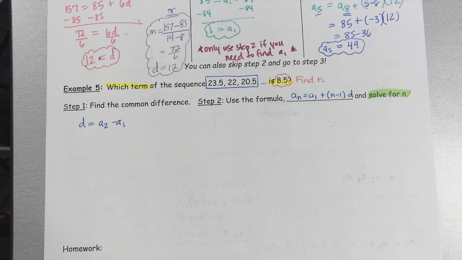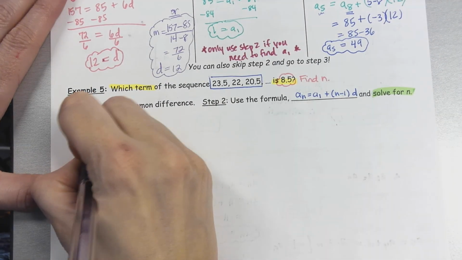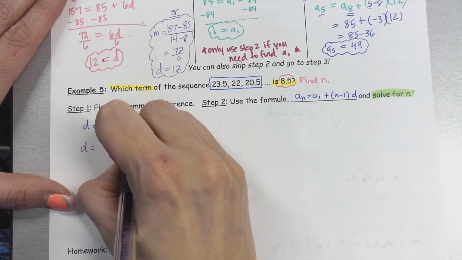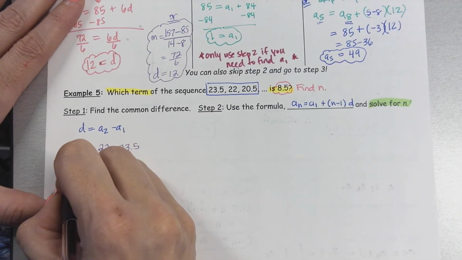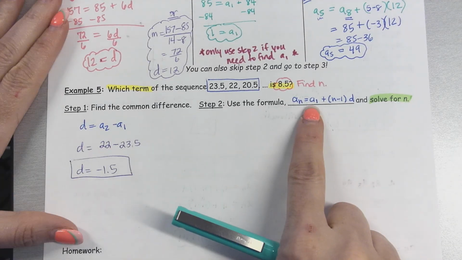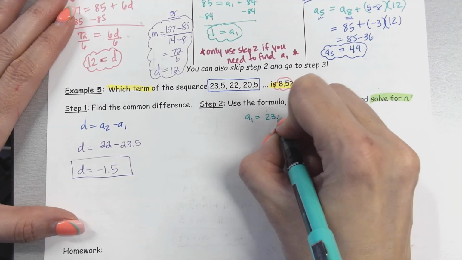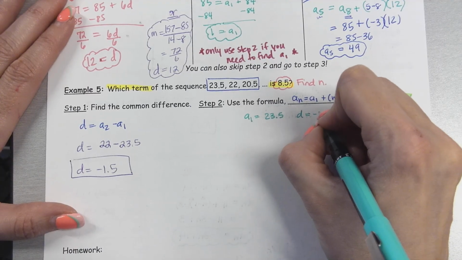G and G, what'd you get for your common difference? 1.5. Yep, and make sure that you guys put your negative on there, okay? So 22 minus 23.5 is negative 1.5. And then once you have that, you can substitute that into your formula. Now, keep in mind, you know what a sub 1 is. Your a sub 1 is 23.5. Okay, now we have the difference, negative 1.5.